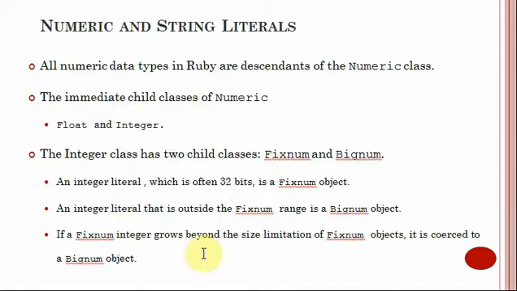If a Fixnum integer grows beyond the size of Fixnum, that is, during some calculation the range goes beyond 32 bits, then it will be converted into a Bignum object. Similarly, if you have a Bignum object and during some calculation the range comes within 32 bits, then it goes to a Fixnum object.